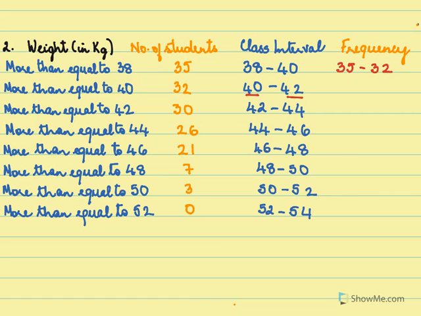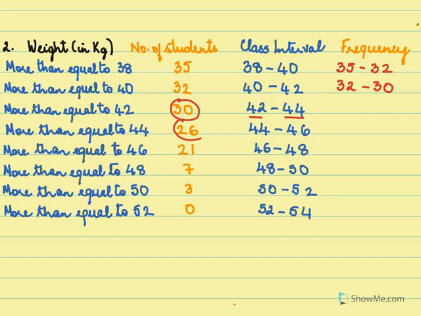Next, we need to find between 40 and 42. So the frequencies of 40 and 42 we need to subtract. 32 minus 30. Next, we need to find between 42 and 44.